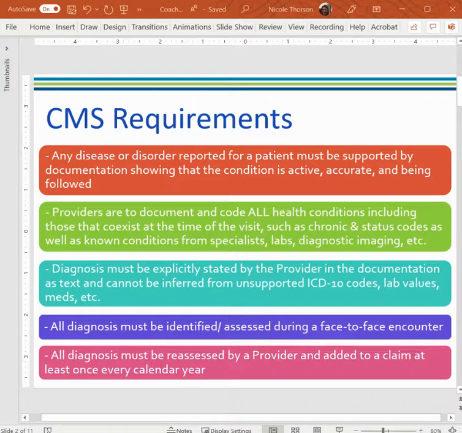Diagnoses must be explicitly stated by the provider in the documentation and as text. Diagnoses cannot be inferred from unsupported ICD-10 codes, lab values, medications, or anything else. All diagnoses must be identified and assessed during a face-to-face visit, and all diagnoses must be reassessed by a provider and added to a claim at least once every calendar year.